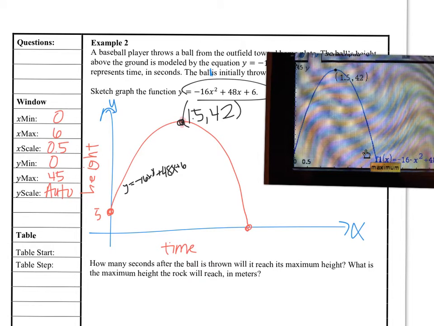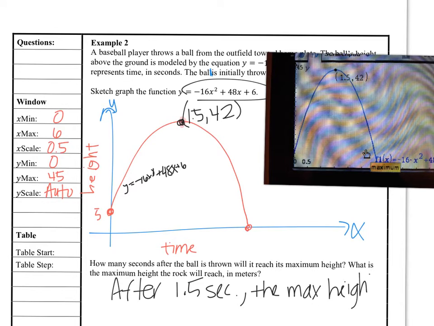So we're asked after how many seconds is the ball thrown, will it reach its maximum height? So after 1.5 seconds, the max height is 42 meters.